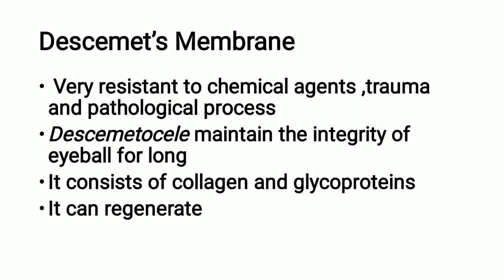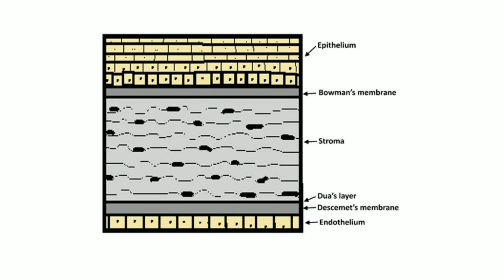Fifth layer of cornea is Descemet's membrane, also called as posterior elastic lamina. It is strong homogeneous basement membrane resistant to chemicals, trauma and pathological process. It is made up of collagen fibrils and glycoproteins. Unlike Bowman's, it can regenerate. This is Descemet's layer, very next to Dua's layer.